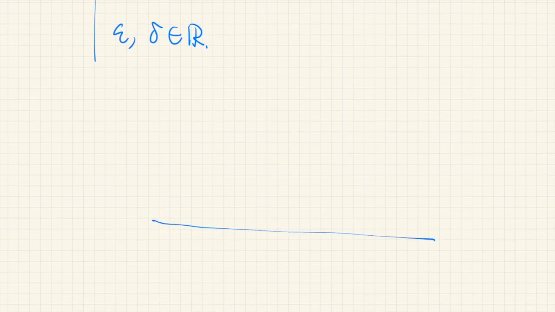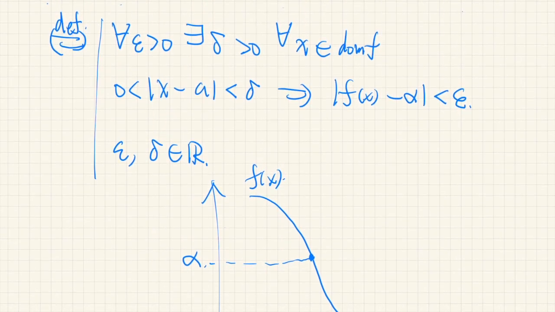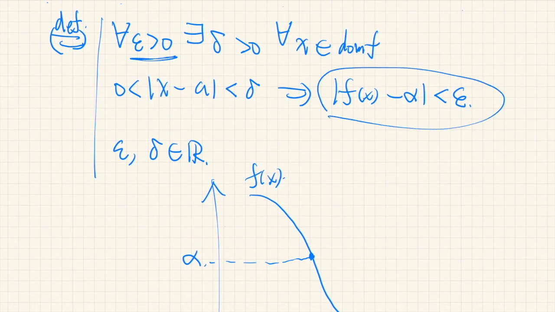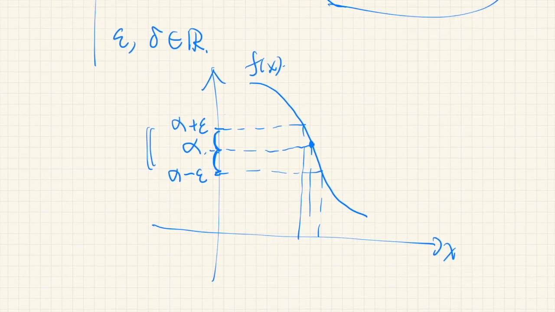Let's visualize the meaning of this definition. Suppose we have some function, let's say this is x, and we plot this function. Let's say this is f of x, and suppose this is alpha. And take any epsilon. So we want to make this hold. If we take epsilon, this will be alpha plus epsilon, and this will be alpha minus epsilon. So this interval, this size is epsilon. We have this interval in the y-axis, and this is a.